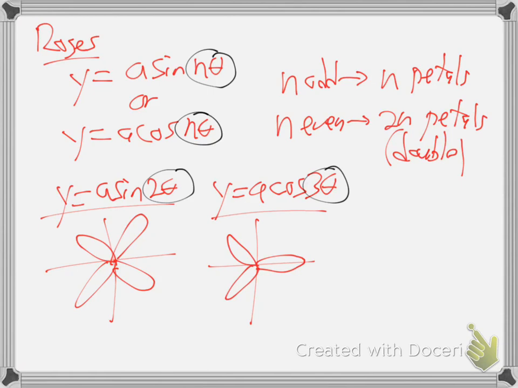If it's odd, you get exactly that number of petals. 3, you get 3 petals. 5, you get 5 petals. 7, you get 7 petals. If it's even, like 2 theta, you get 4. 4 theta, you get 8. 10 theta, you get 20 petals. You get the idea, right?